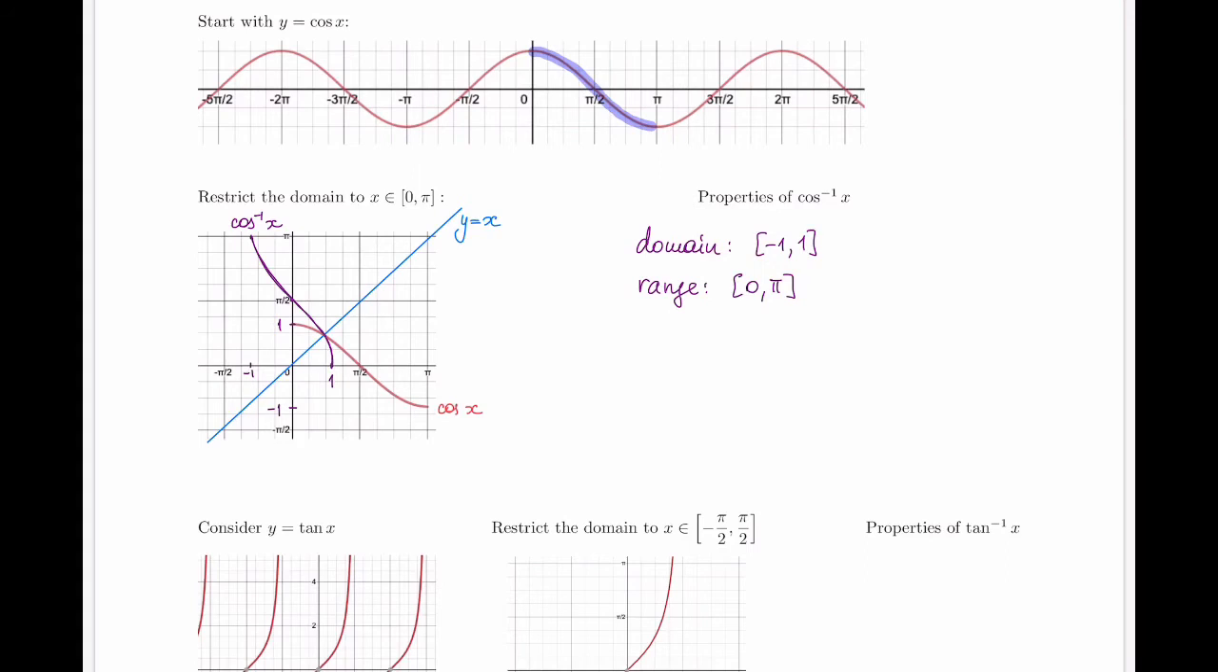Once again, let's think about cosine inverse of x as the number in the corresponding range, so in 0 to pi, whose cosine is actually x.